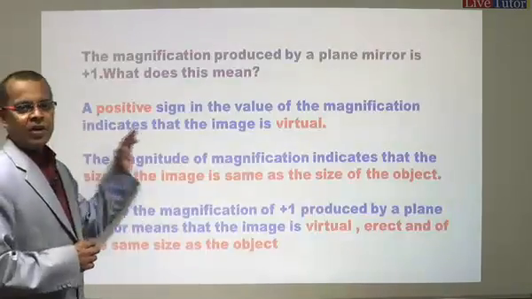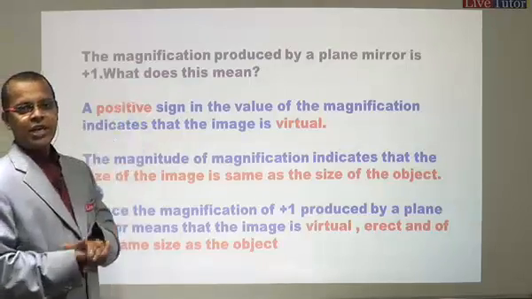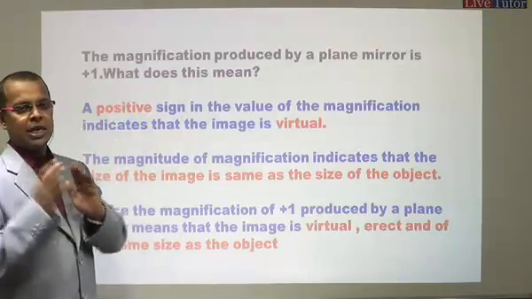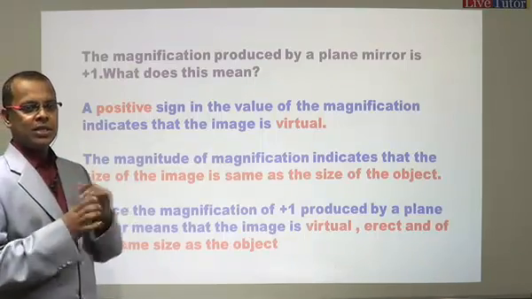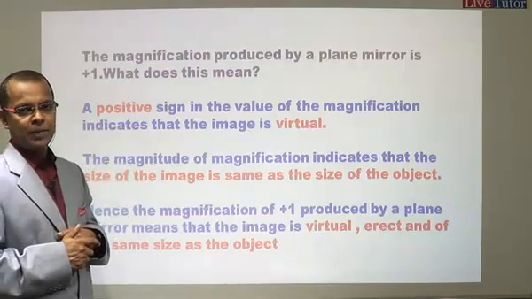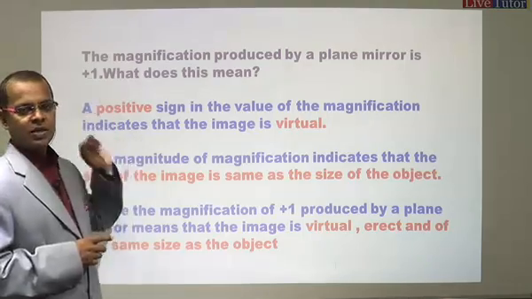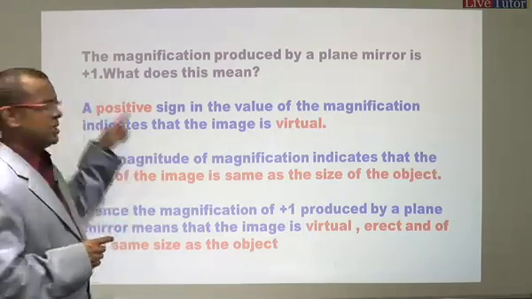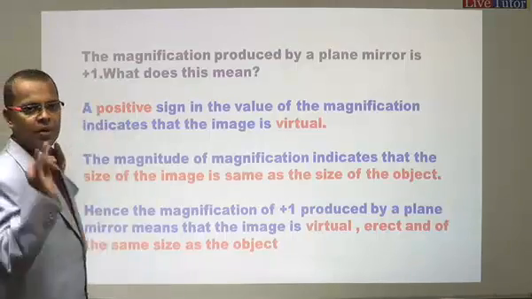The next question, very important, a very interesting question also. The magnification produced by a plane mirror is +1. What does this mean? What do you understand by this term? The magnification produced by a plane mirror is +1. Here only the points come. What we are going to discuss is, it is plus, that sign we have to see. And it is 1, the number we have to see.